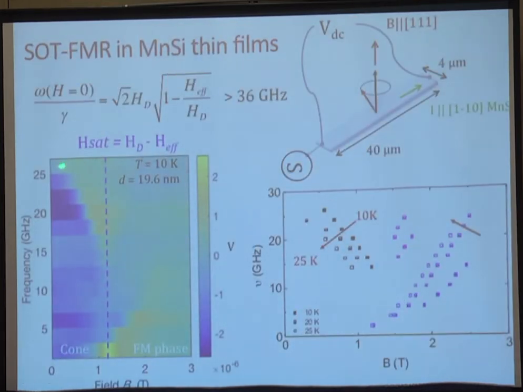So here's the measured voltage as a function of frequency and field, and here you can see the softening of the resonant frequency of the cone phase as you approach saturation. And once you hit saturation, you can see a hint of a Kittel resonance right here. But the thing to note is that there's no discontinuity in that cone phase.